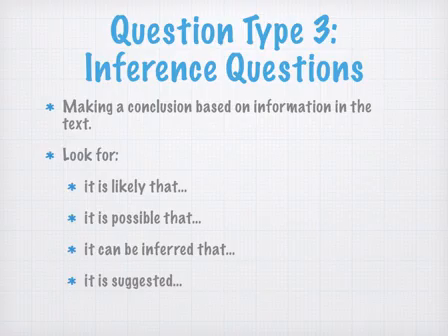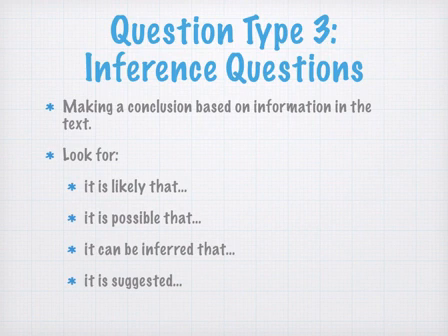Looking at question type 3, the inference questions. This is going to be making a conclusion based on information in the text. You need to look out for questions that begin with wording like this: it is likely that, it is possible that, it can be inferred that, or it is suggested that. So look out for these questions. These are the inference question types.